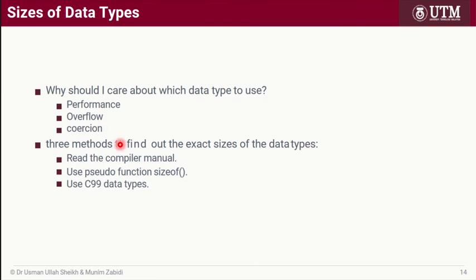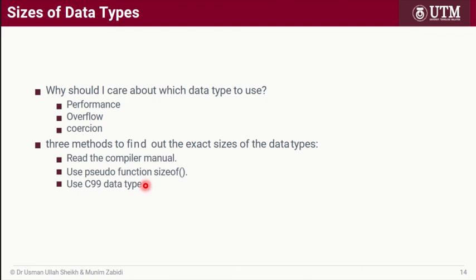There are three methods to find out the exact size of the data types. The first one is to read the compiler manual. Inside your compiler manual, it will say what the exact size of the data byte is for that particular compiler. Then you can use the pseudo function sizeof, which will return the size of the data type, or you can use the C99 data types. This is the standard and the latest data type introduced.